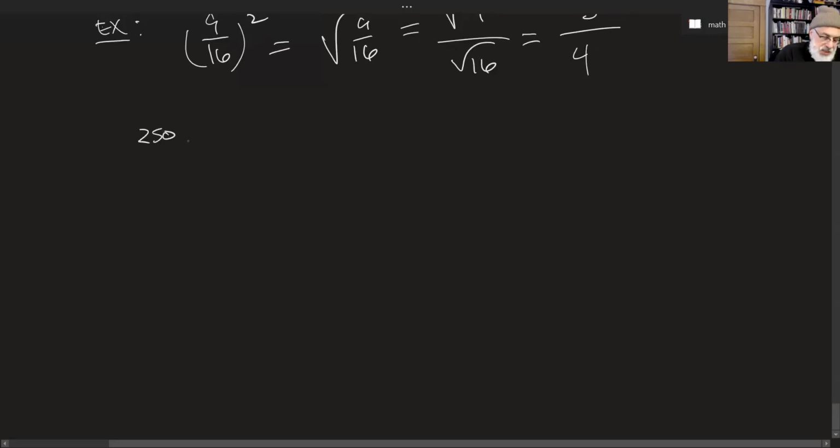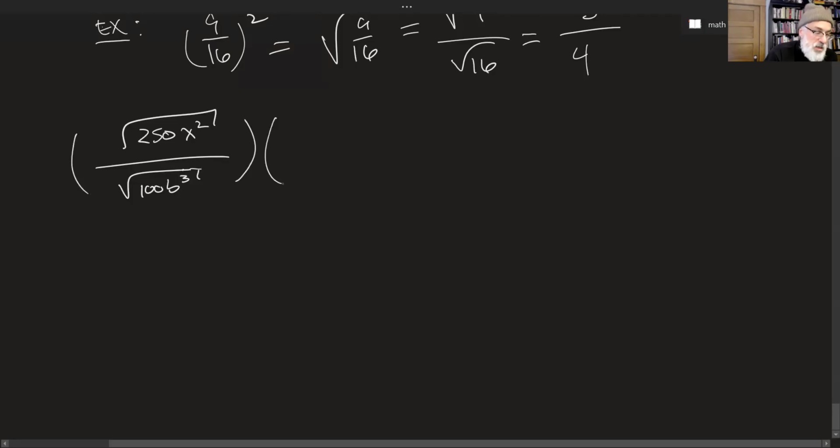So the square root of 250x squared, divided by 100b to the 3rd. Let's say 7, the square root of b, divided by the square root of 125x. So we're multiplying these. They're all square roots.